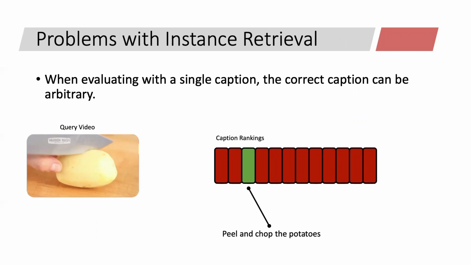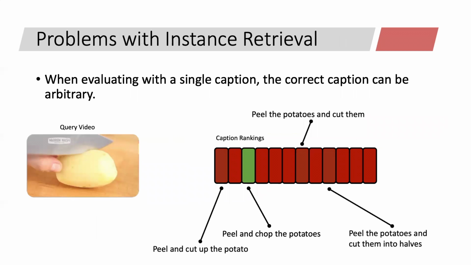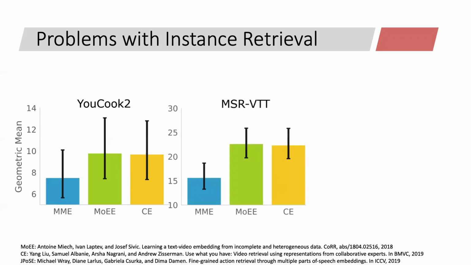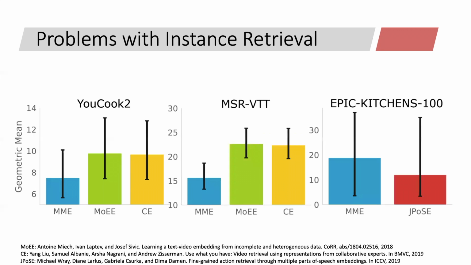To begin with, we first explore the issues of evaluating using the instance-based assumption. We find all captions that are relevant, and then evaluate using the highest and lowest ranking examples. This gives us the best and worst case performances for each method. On YouCook2, we see that two recent works, MOEE and CE, perform comparably, although they have a very large range of performance. We find this is also the case with MSR-VTT and EPIC-KITCHENS 100.